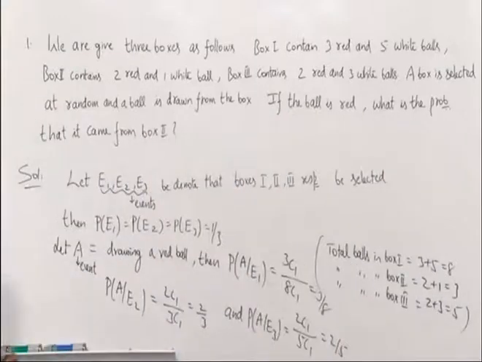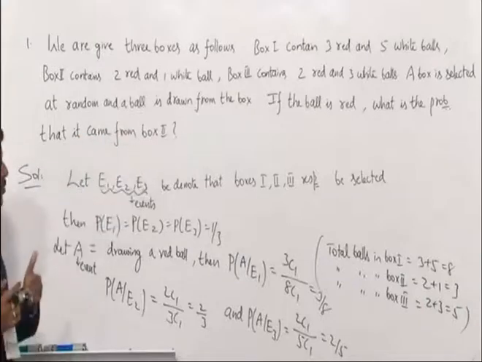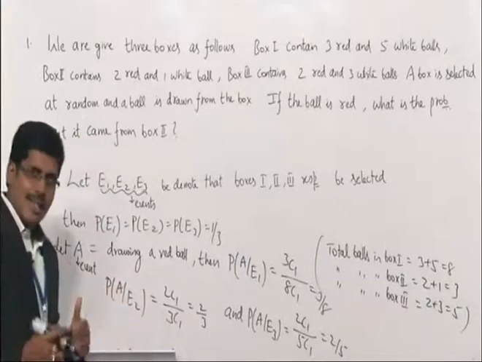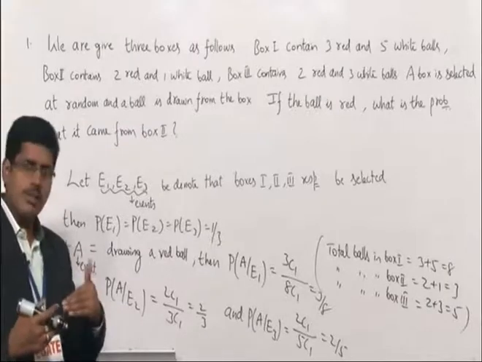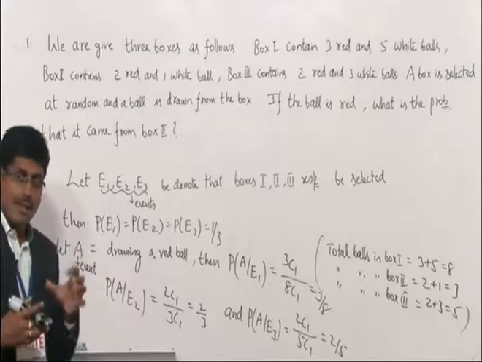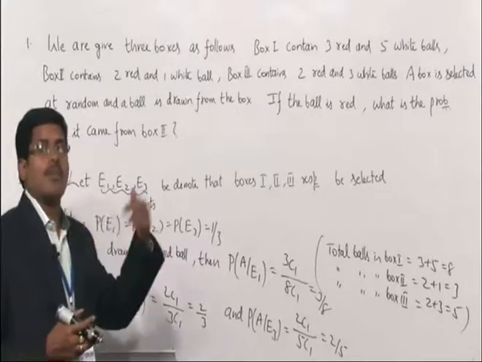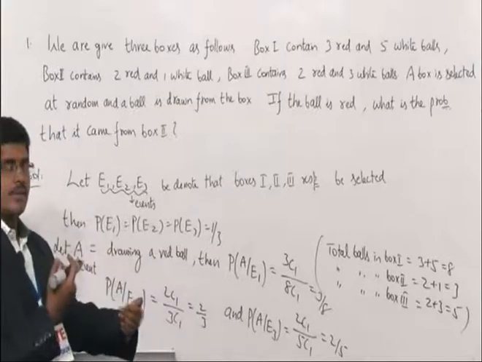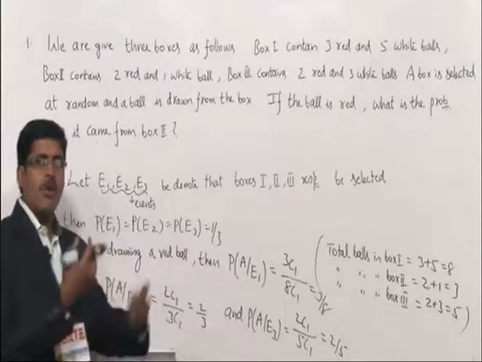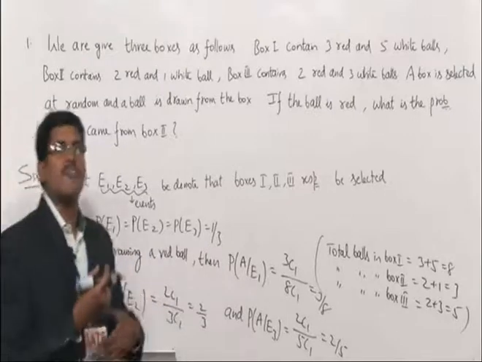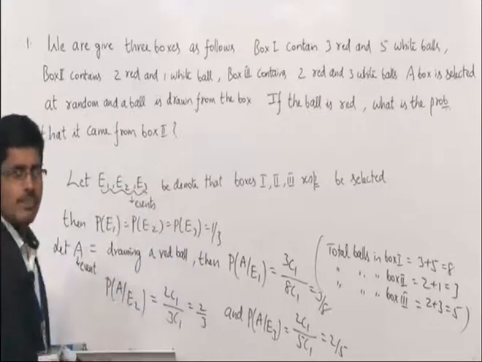Then finally, what is the question asking? What is the probability that it came from box 2? That means in this stage, the box was selected and the ball was also drawn. The drawn ball is compulsory, and it is asking whether it came from box 2. That is, we are going back. Box 2 is denoted by E2, and the drawn red ball is denoted by A. Going back means reciprocal, that means P of E2 given A. That value is obtained by the previous theorem, that is Bayes theorem only.